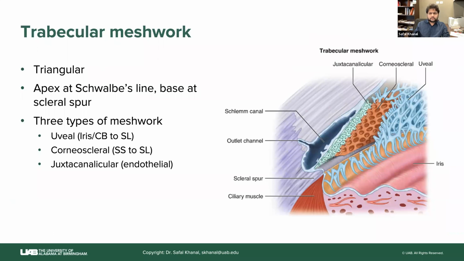So let's look at the trabecular meshwork in a little bit more detail. It is triangular in shape. The apex is at Schwalbe's line, and the base is at the scleral spur. And there are three types of meshwork in the trabecular meshwork. The uveal meshwork connects the iris and the ciliary body to Schwalbe's line in front. The corneoscleral meshwork connects the scleral spur to Schwalbe's line, and the juxtacanalicular, which is the layer of endothelial cells, is actually the enormous portion of the trabecular meshwork.